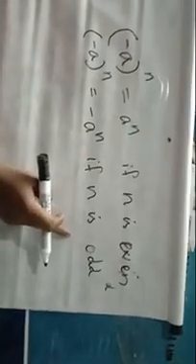Now, suppose (-a)^n. One rule is there, you write it. (-a)^n is equal to a^n if n is even, and (-a)^n is equal to -a^n if n is odd. That is, (-a)^n is a positive number if n is even, and (-a)^n is a negative number when n is odd.